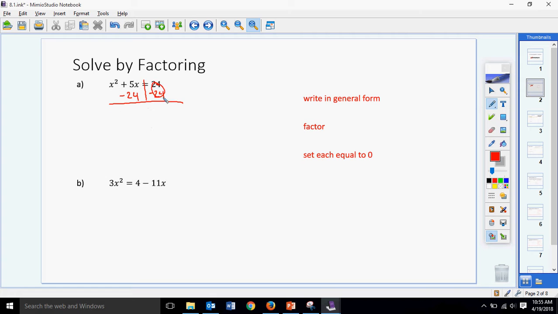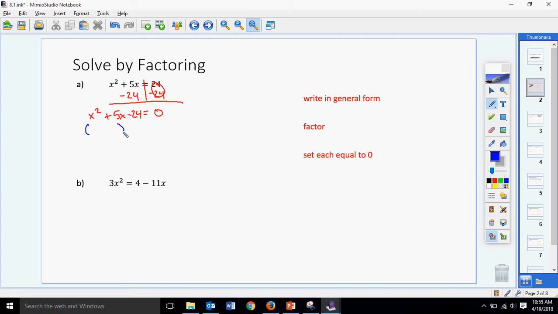So these would cancel, so that I have 0 over here, because 24 minus 24 is 0. I cannot subtract this 24 with the x squared or with the 5x. They're not like terms. So the best I can do is just write it horizontally. x squared plus 5x minus 24 equals 0. So now that it's in general form, I want to factor this.